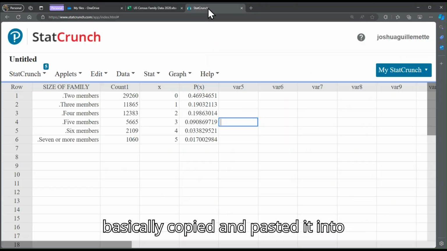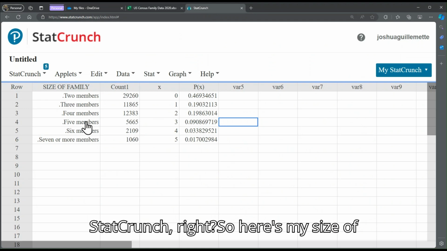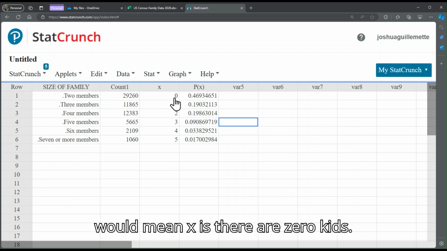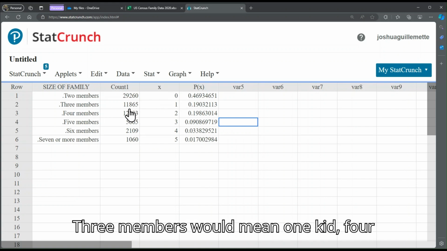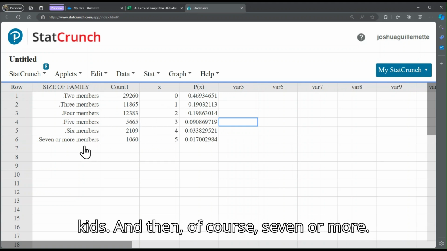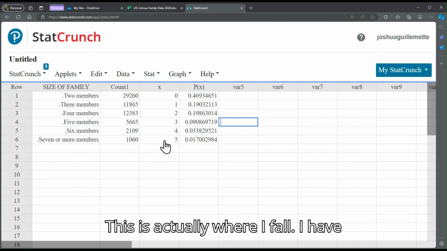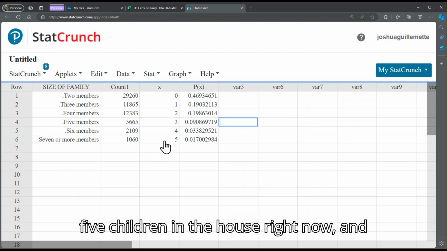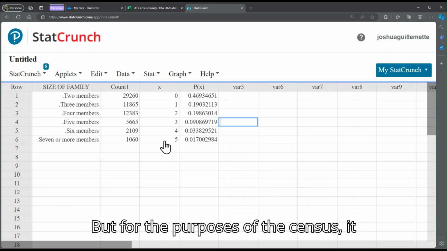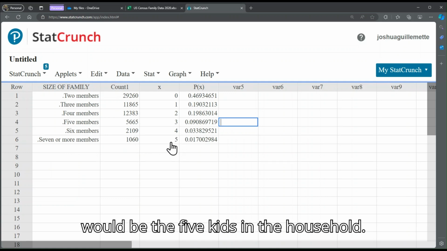And what I did was I basically copied and pasted it into StatCrunch, right? So here's my size of family. So 2 members in the family would mean X is 0 kids. 3 members would mean 1 kid. 4 members, 2 kids. 5 members, 3 kids. And then, of course, 7 or more. This is actually where I fall. I have 5 children in the house right now, and I actually have 6 biological children. But for the purposes of the census, it would be the 5 kids in the household.